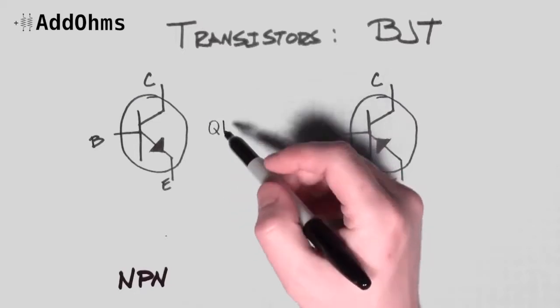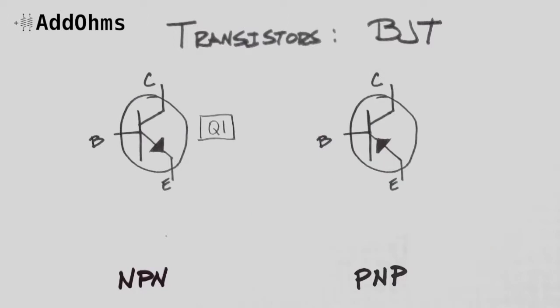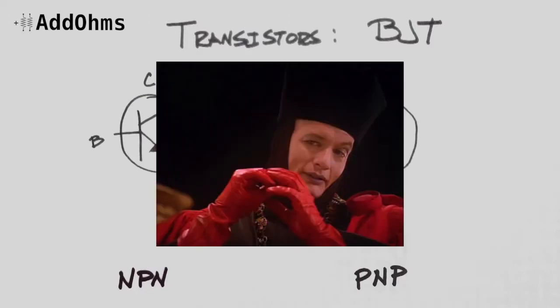Although it may not be obvious, the designator for transistors is the letter Q. You know, like that guy from Star Trek.